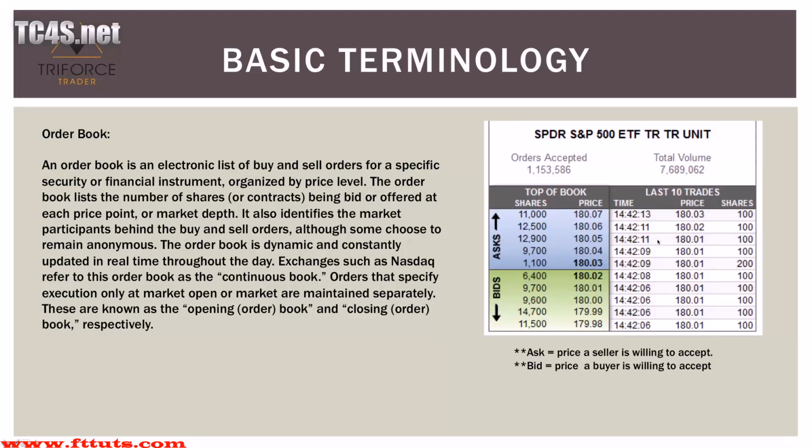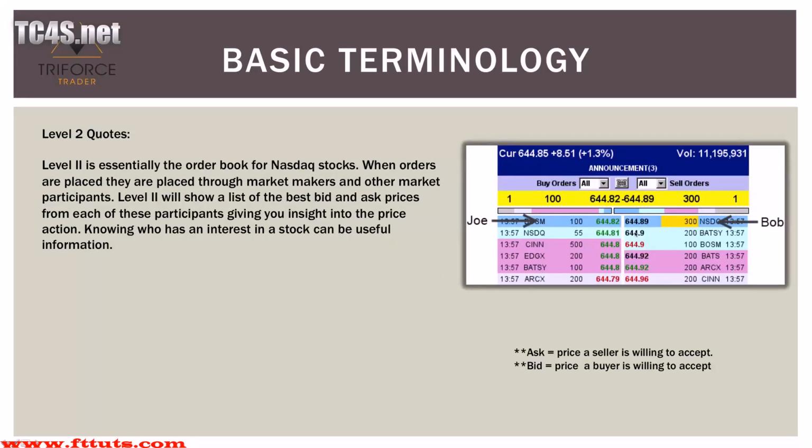than level 2. And it's actually more useful than level 2. All right. So level 2 is what a lot of people are generally familiar with, especially people who are quote unquote day traders. A lot of people try to understand level 2, and it's complete bullshit, and I'll tell you why. But you need to understand what level 2 is. So level 2 will show a list of the best bid and ask prices from each of these participants, giving you insight into the price action. Knowing who has interest in a stock can be useful information.